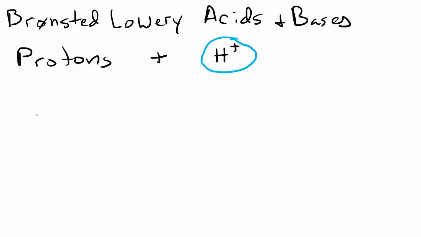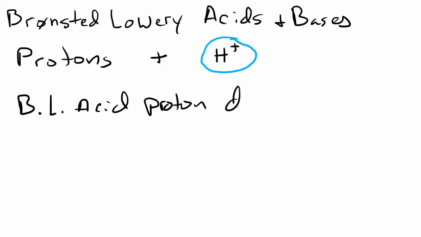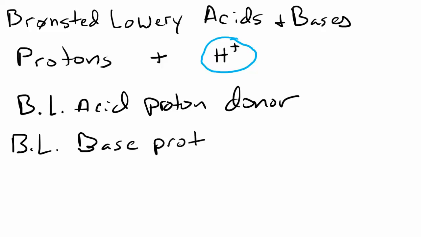So according to their definition, you can consider something a Bronsted-Lowry acid, I'm just going to abbreviate BL, a Bronsted-Lowry acid, if it gives away a proton. So we call them proton donors. And then you can consider something a Bronsted-Lowry base when it accepts the proton that the acid gave away. So it's the proton acceptor.